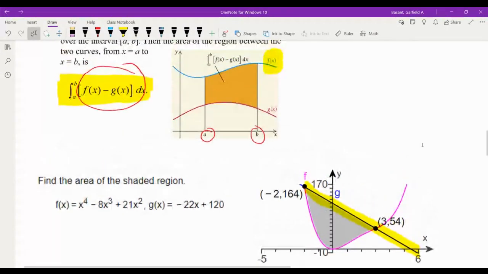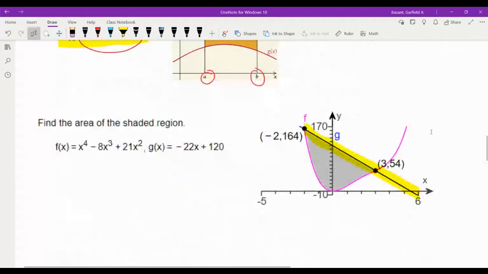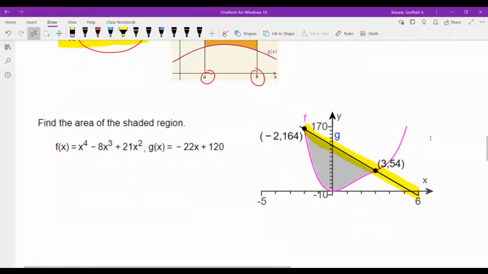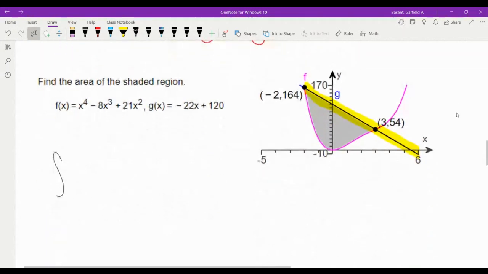So let's go back up to this rule here and clarify this. This f is on top and this one is on the bottom. So the f and g is really generic. When we do our formula for this problem, we're going to set up the integral. Where are we taking the integral from? Between a and b, which is our x values. So the shaded region is between which two x values?